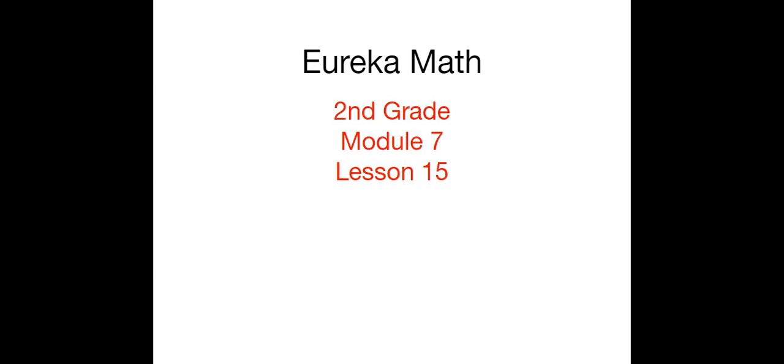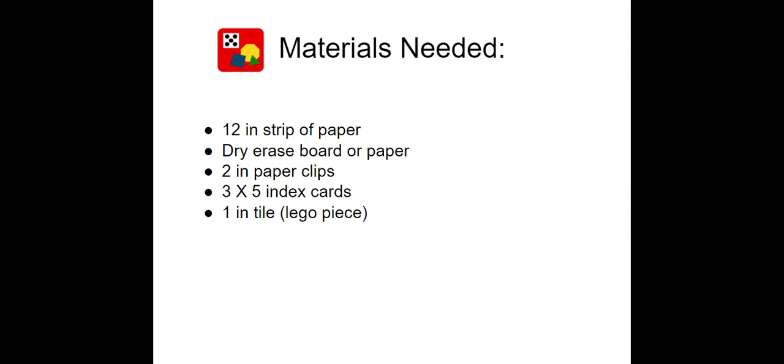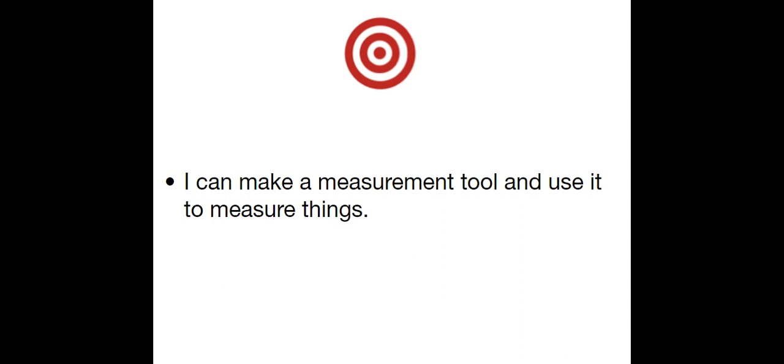All right, this is Module 7, second grade, Lesson 15. The materials you will be needing today are one 12-inch strip of paper, a dry erase board or a piece of paper, two 2-inch paper clips, a 3x5 index card, and a 1-inch tile, or remember in a previous lesson we used a Lego piece if that's what you have at home. All right, our focus today is making a measurement tool and using it to measure things. So you're going to be making a ruler today.